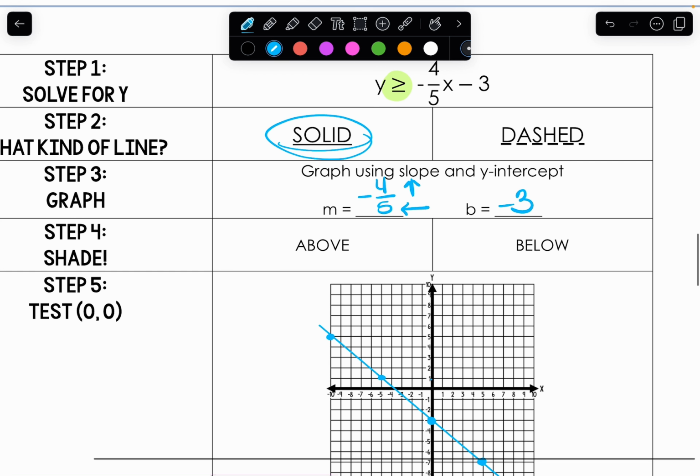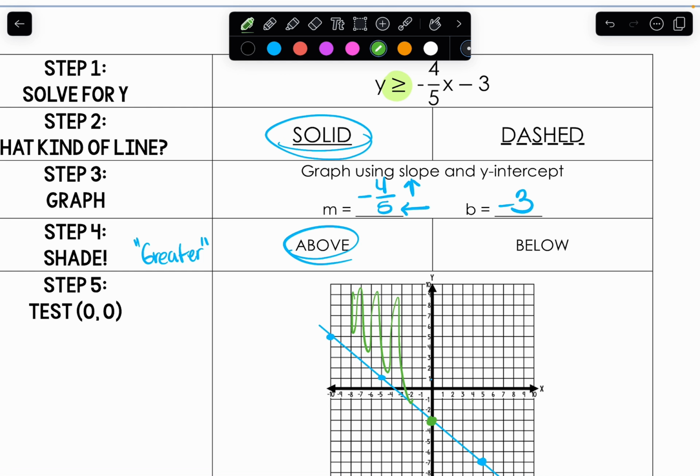The name of the inequality is greater than. Greater than tells us we would shade above. So numbers that are higher than a -3 are there.